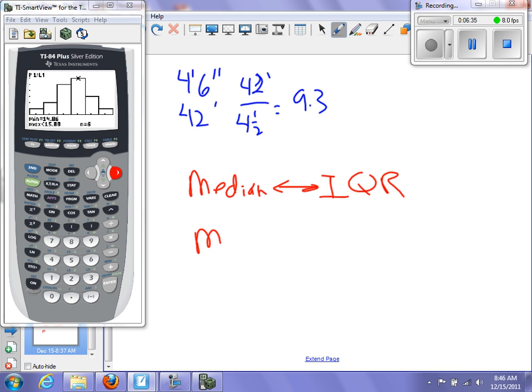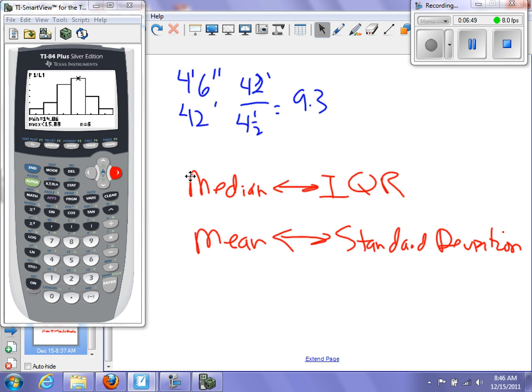And mean and standard deviation go together. Which of these is going to be more appropriate, do you think? Anyone want to venture a guess? Median. I will say median. Okay. So when I have a distribution that is unimodal and symmetric, it means it's okay. Go ahead. I was going to say mean and standard deviation because can't you use a normal model? That's exactly right. That's exactly right.